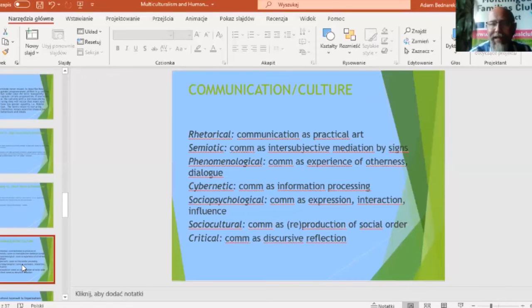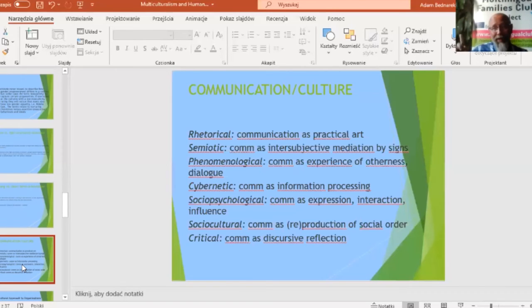Now, communication and culture. So let's look at various types of communication. Now, we have communication as seen as rhetorical. So communication is a practical art, right? We have semiotic approaches to communication. So communication is intersubjective mediation by signs.